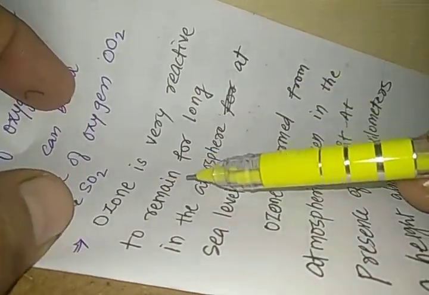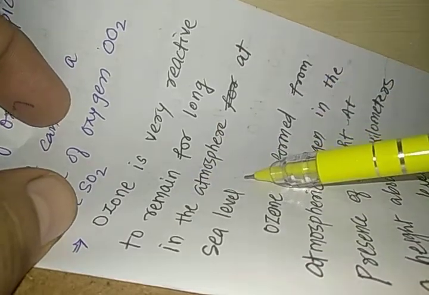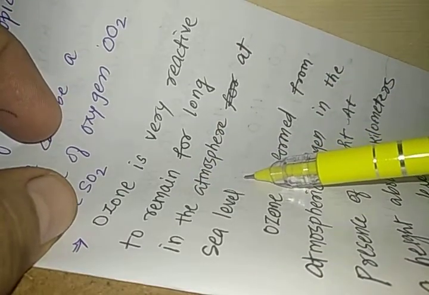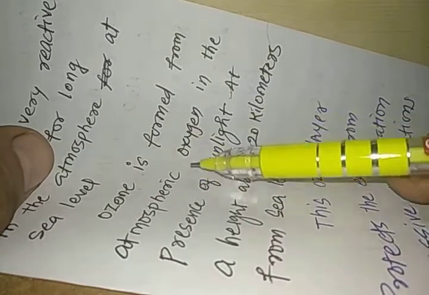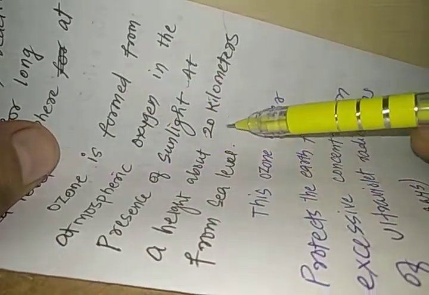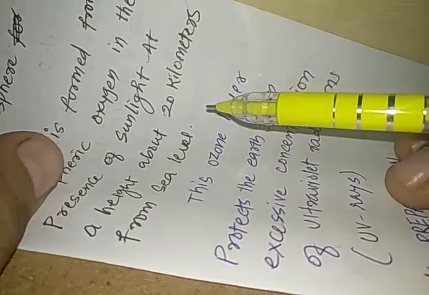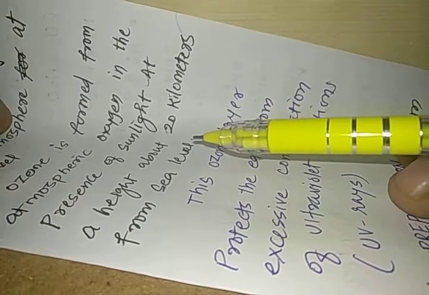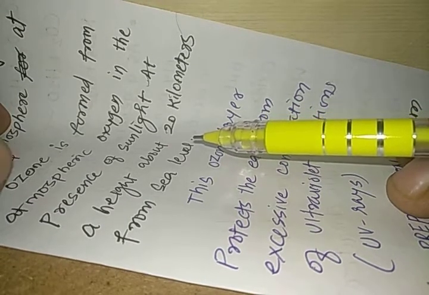Ozone is very reactive to remain for long in the atmosphere at sea level. So ozone is not stable at sea level, but it is stable at higher altitudes. Ozone is formed from atmospheric oxygen in the presence of sunlight at a height of about 20 kilometers from the sea level. You can easily understand that it can be formed only at the height of 20 kilometers, so it is stable even at that.